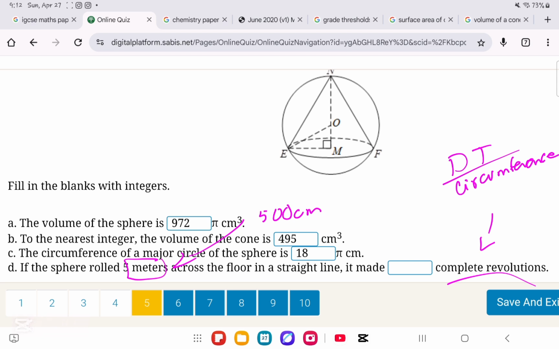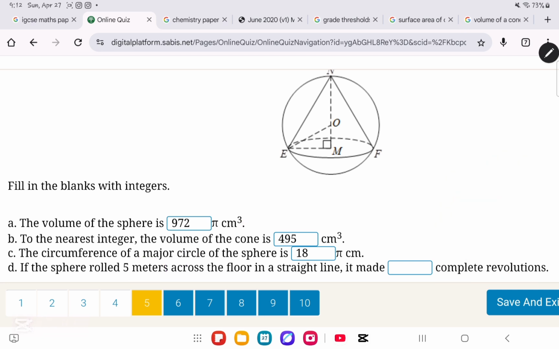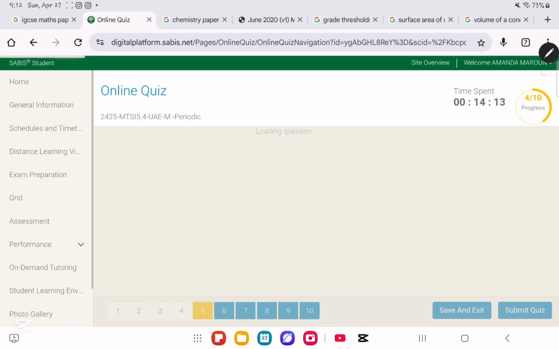But pay attention, they need complete revolutions. This is going to be very important. So the total distance traveled, which is 500 centimeters, over the circumference, which is 18 pi centimeters. You can put it on your calculator, and you will get an answer of 8.84. But how many complete revolutions? What's the whole number? The whole number is 8. So as the complete revolutions, you're going to take 8 complete revolutions.